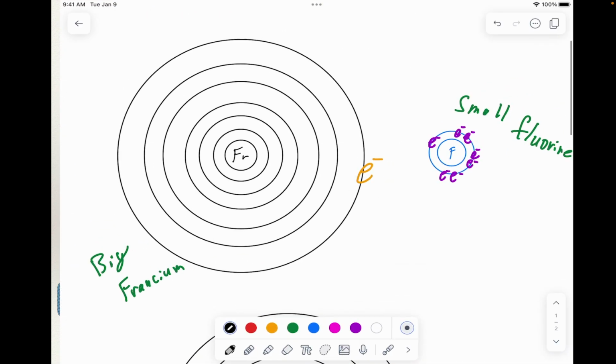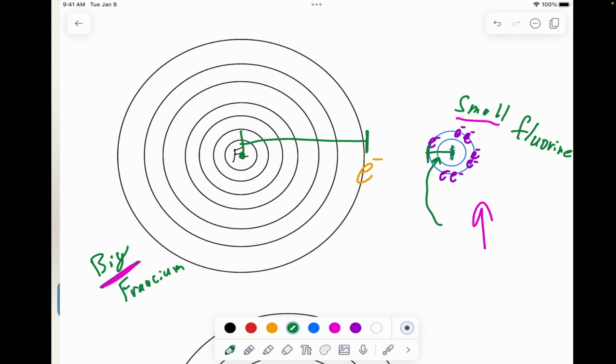On the left-hand side over here, we have fluorine. Fluorine is very, very small, and because it's so small, its nucleus right here is really close to its outer energy level. So it has a small distance between its outer energy levels. Francium is very big, and its nucleus, which is right here, is a long way away from its last electron.